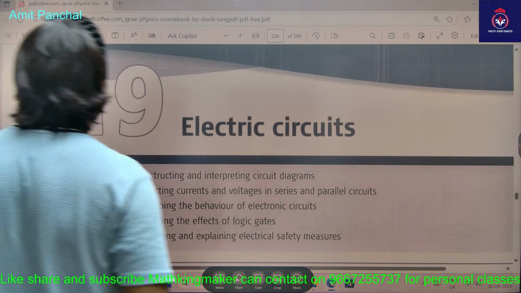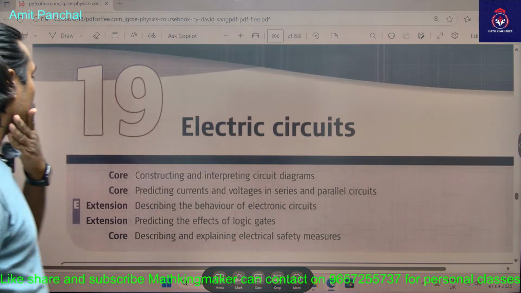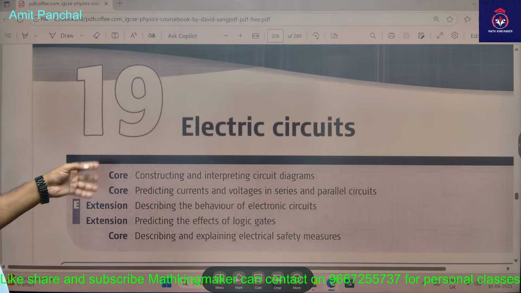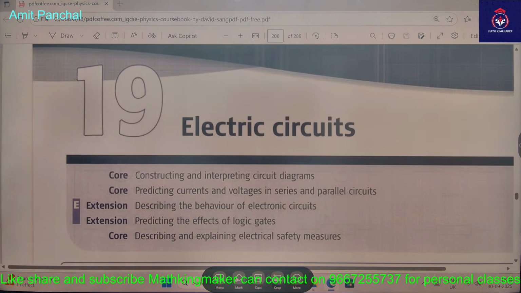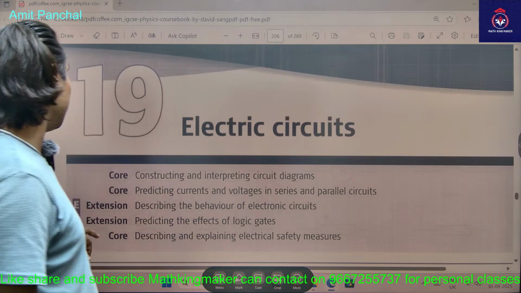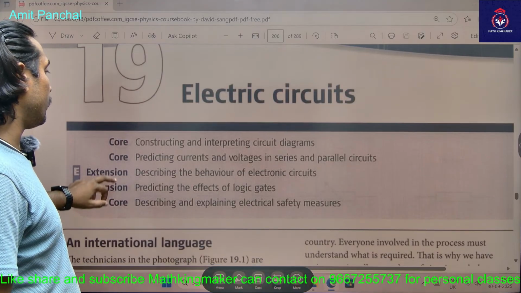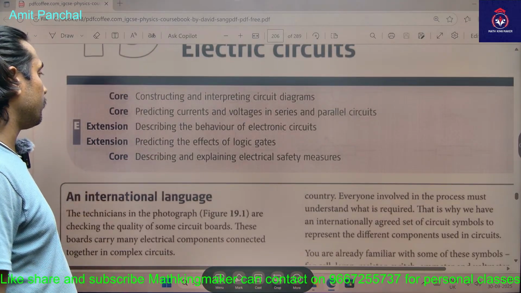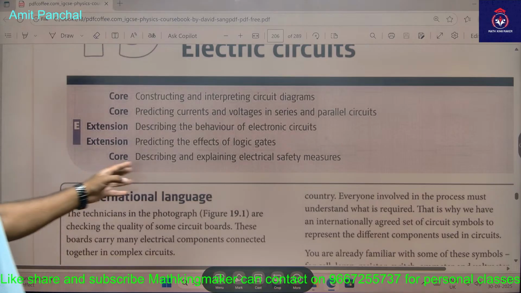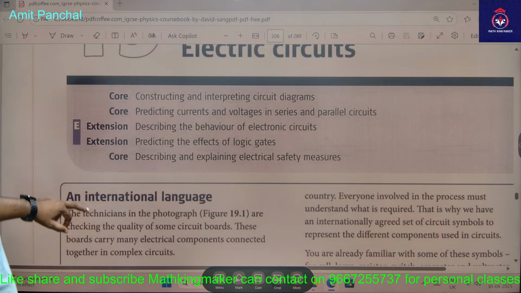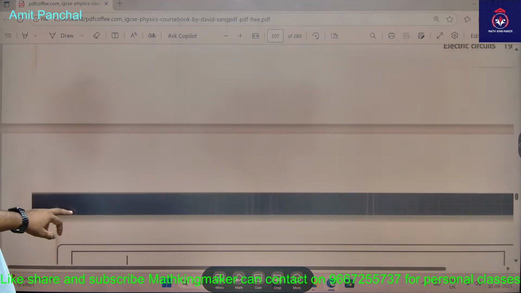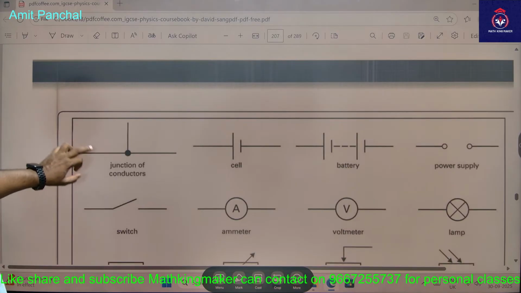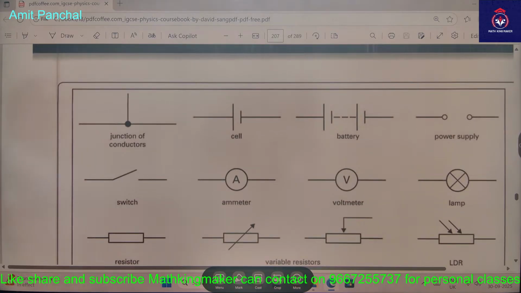Okay, so in electric circuits, what we are going to study here is constructing and interpreting circuit diagrams, and predicting currents and voltage in series and parallel circuits. We'll study what a series combination is and what a parallel combination is, describing the behavior of electric circuits, predicting the effects of logic gates, and describing and explaining electrical safety measures. Okay, so these are the topics.